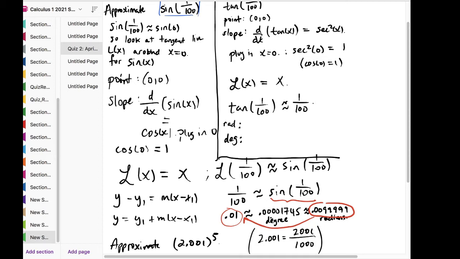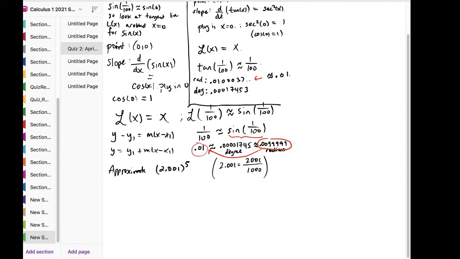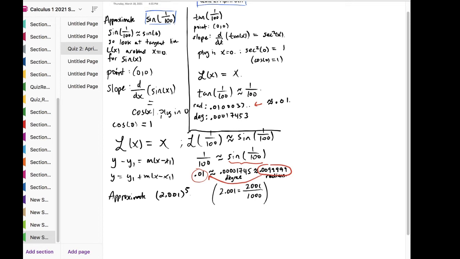Which one was that? Oh, that was degrees. Okay, so 0.0001745, and for radians, 0.01000. So again, it looks like the radians is a better approximation. So when working with radians, maybe it's better. You get more accurate values in your approximations. All right, cool.